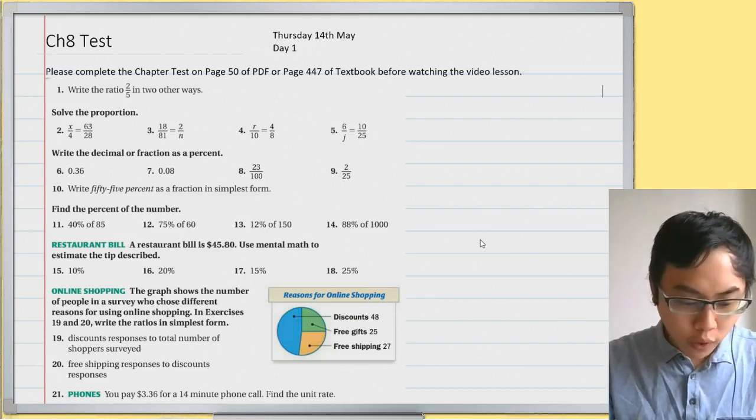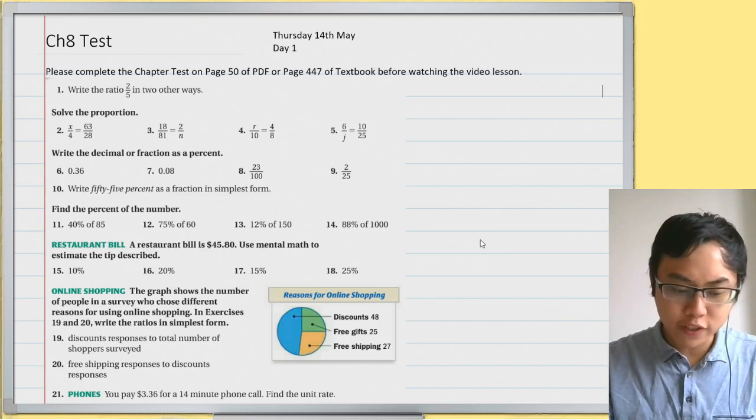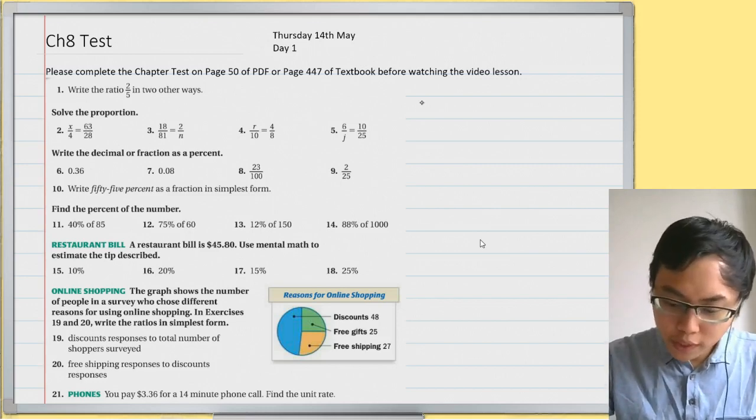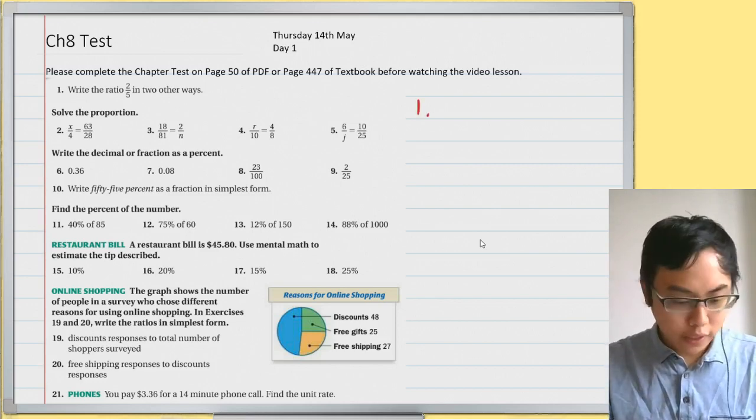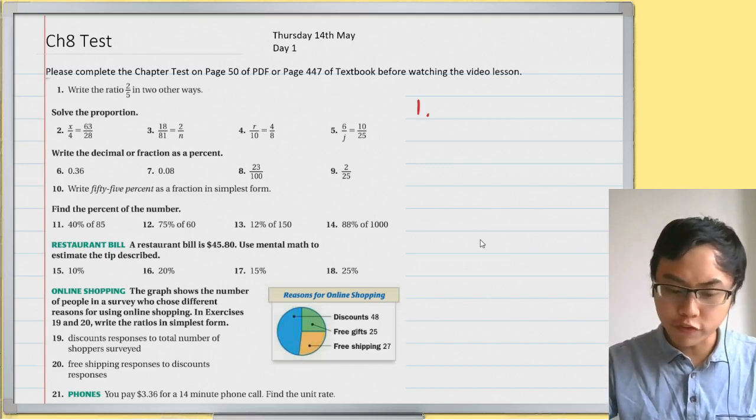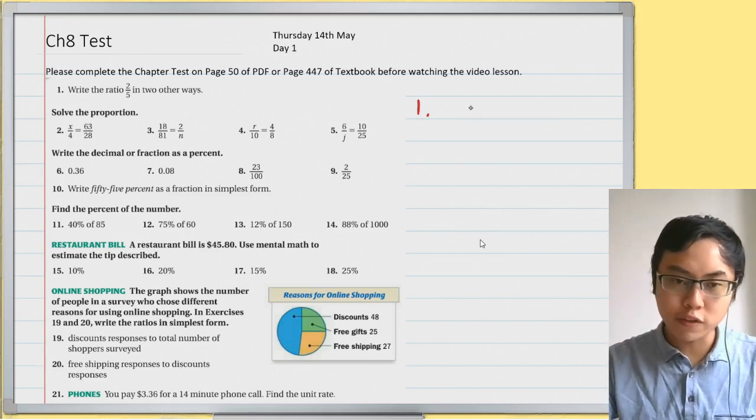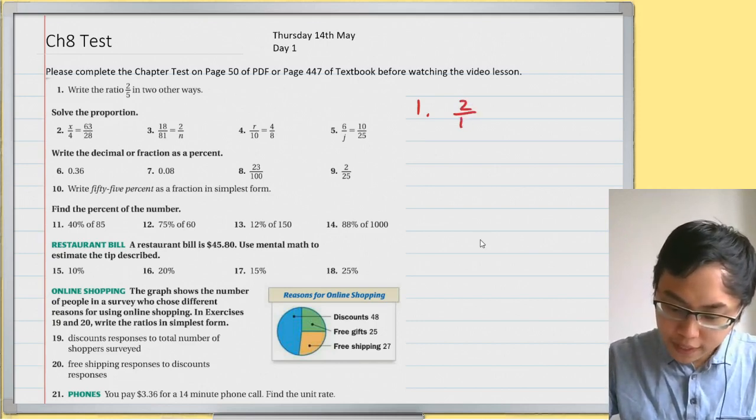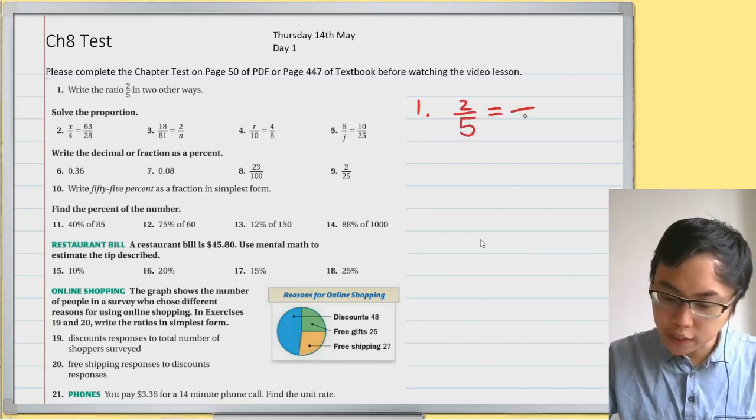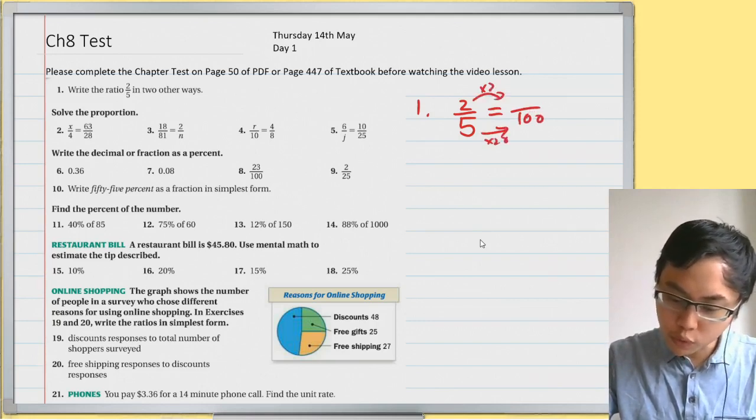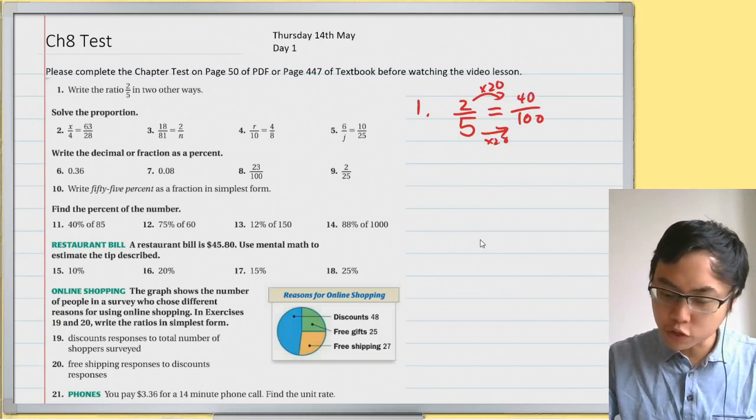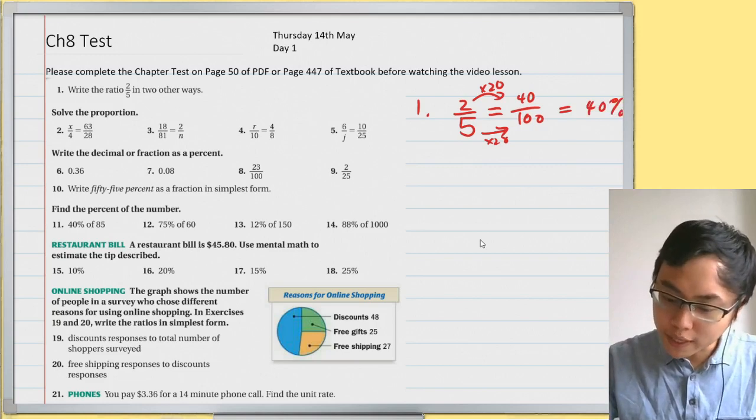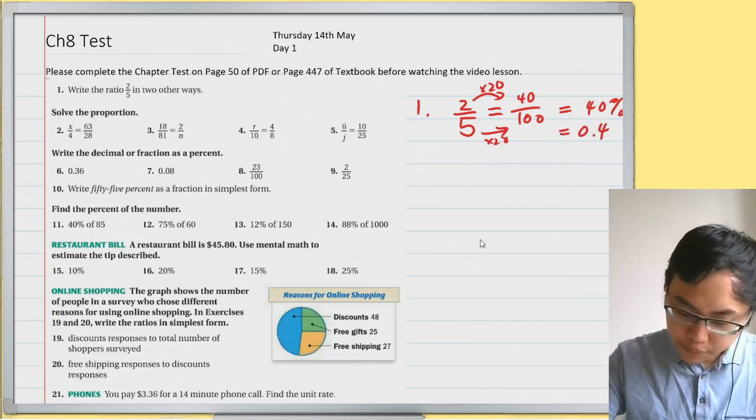So first of all, question 1, write the ratio 2 out of 5 in 2 other ways. So the other 2 ways will be as a decimal and as a percentage. So 2 over 5 as a decimal, that will be 2 divided by 5, or I can change it to percentage. So 2 over 5 as a percentage, I can change that to 100 as the base. That's going to be times 20. So 2 times 20 will be 40 out of 100, which is 40%. Then the other way we can write it as a decimal is 0.4.